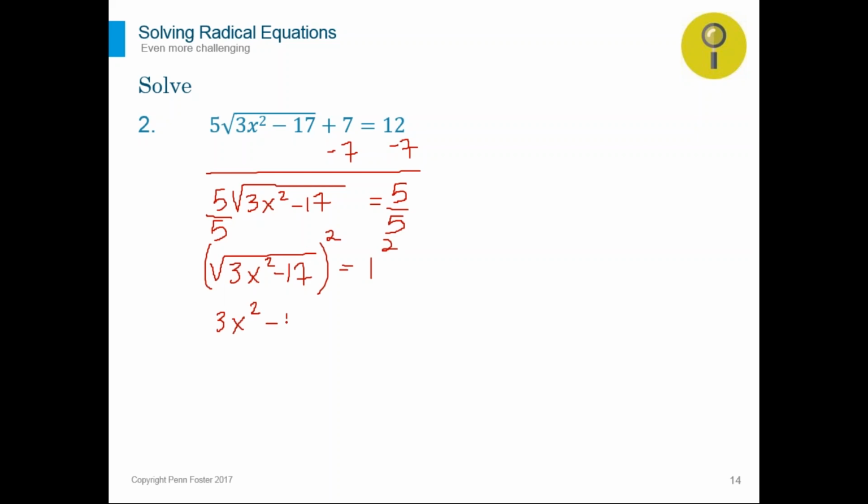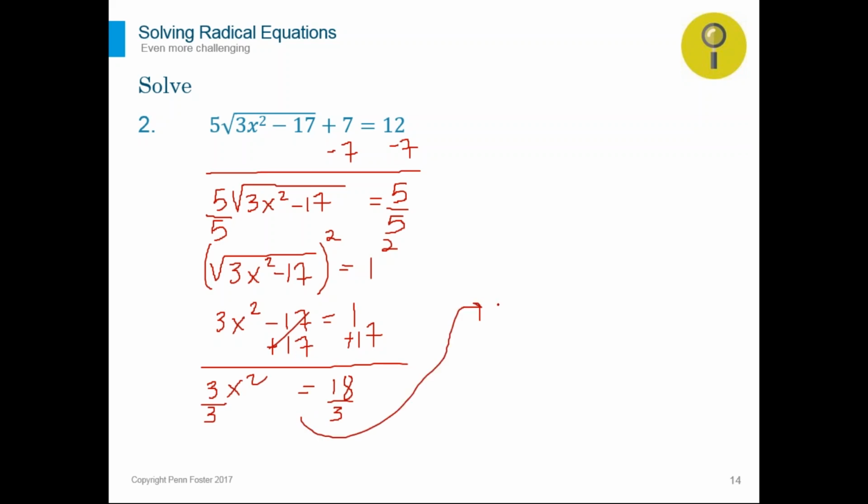3x squared minus 17 equals 1 squared, which is actually 1. And then I need to work to isolate the x, the variable. So add 17 and add 17 to both sides. So you have 3x squared, that's a 0, equals 18. Now divide over 3 and divide over 3. Now x squared equals 18 over 3, which will give you 6.